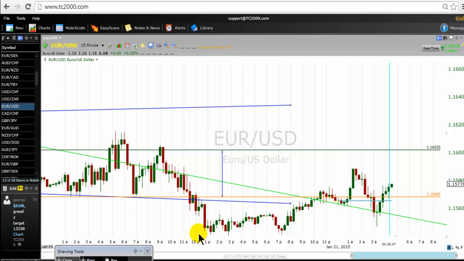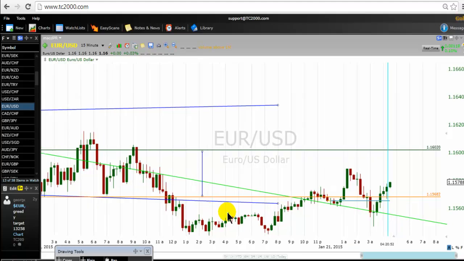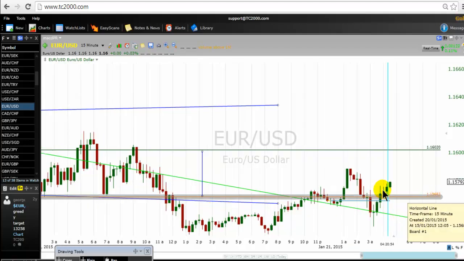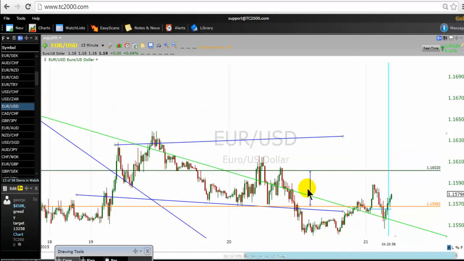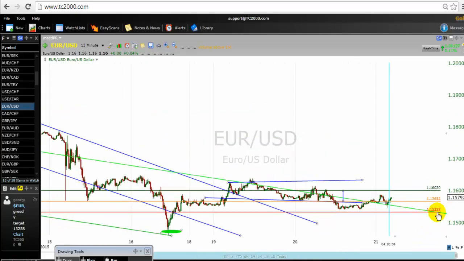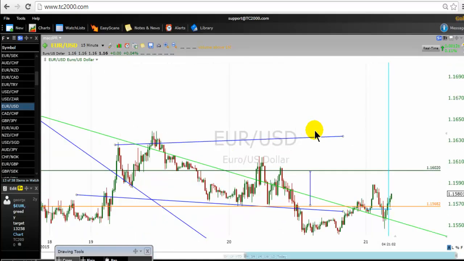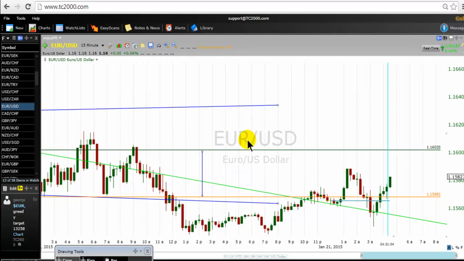I'm using 35 pips. So I entered at 115.60, and my stop loss is 35 pips below, right here. That's my red line here. That's my stop loss, which I did not move so far. So it's working nicely, and we'll see how it goes.